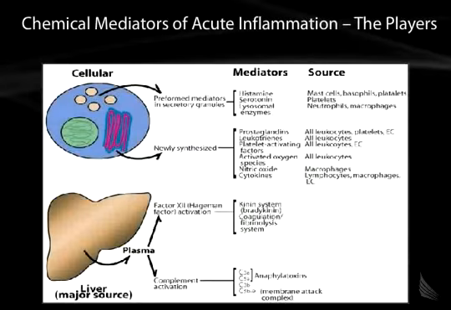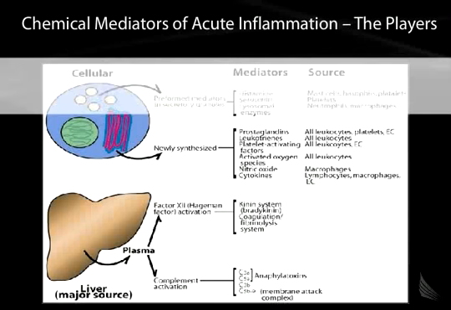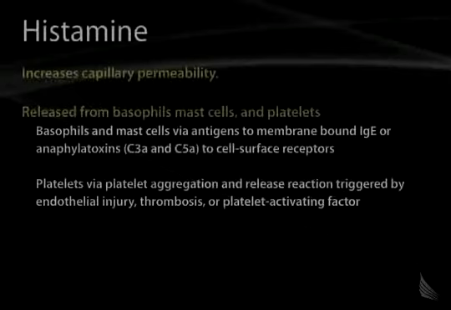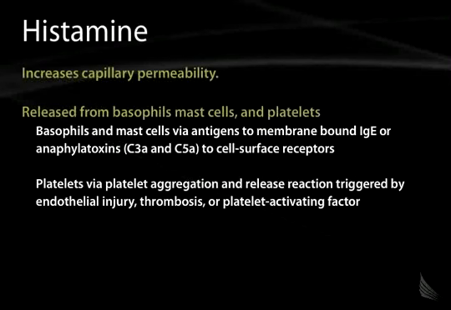Here's an example of some of those. These are things like histamine, serotonin, the prostaglandins, leukotrienes, and so forth, the kinin system, as well as the coagulation system, and then the complement system as well, which all mediate an acute inflammatory response. Well, I want to review a couple of these with a little bit more specificity. One of these mediators is a substance called histamine.